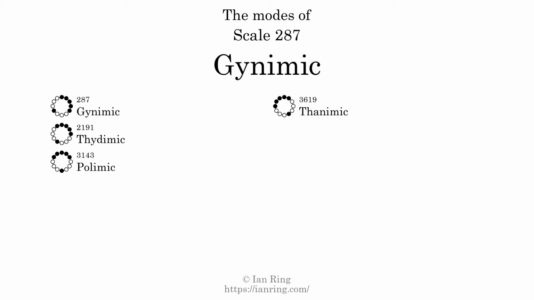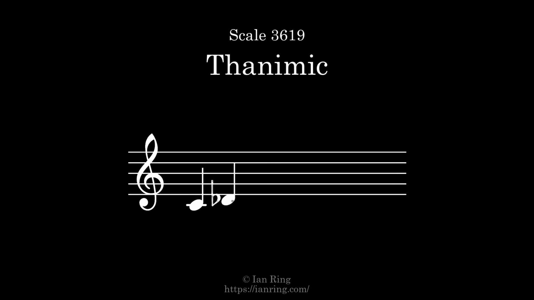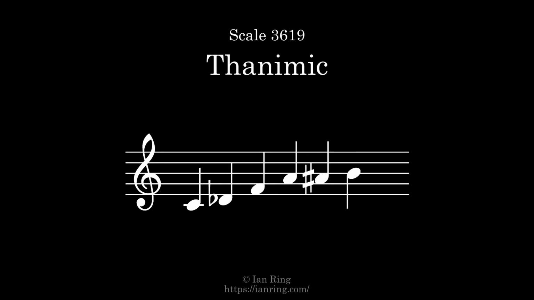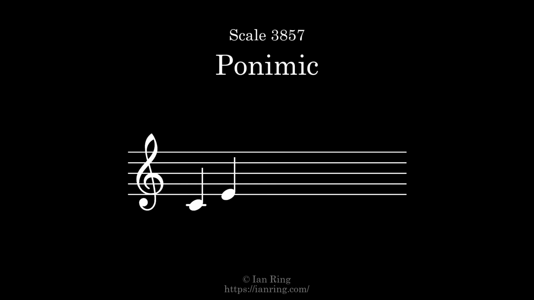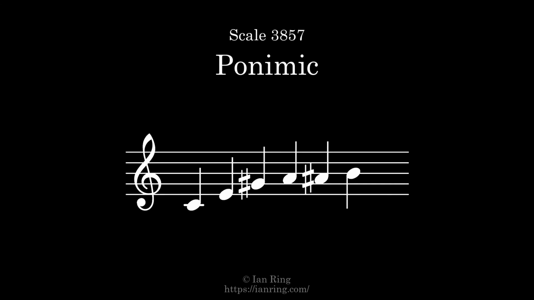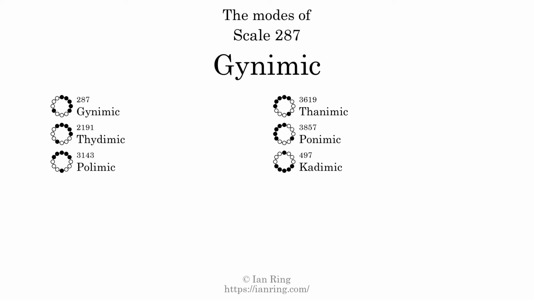The fourth mode is scale 3619, also known as phonemic. It sounds like this. The fifth mode is scale 3857, also known as panemic. It sounds like this. The sixth and last mode is scale 497. Also known as Gynimic. It sounds like this.